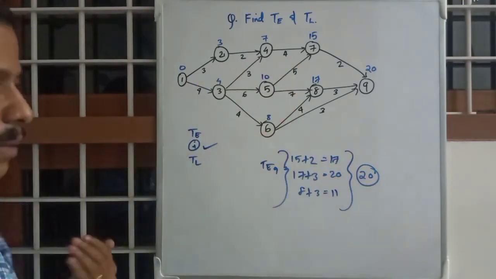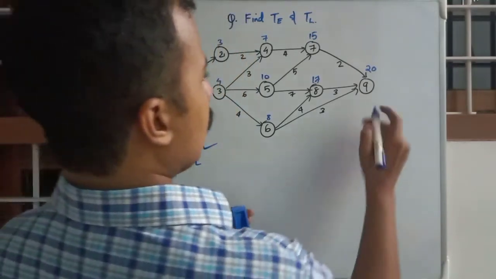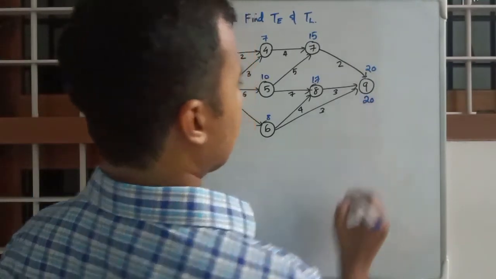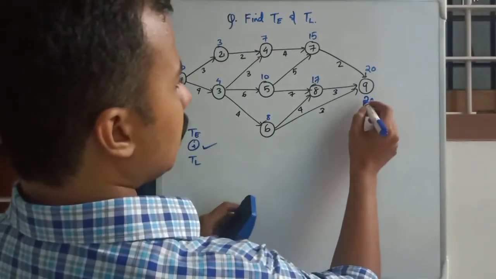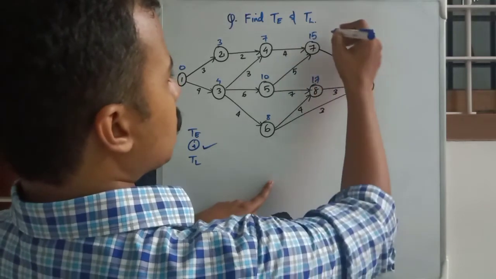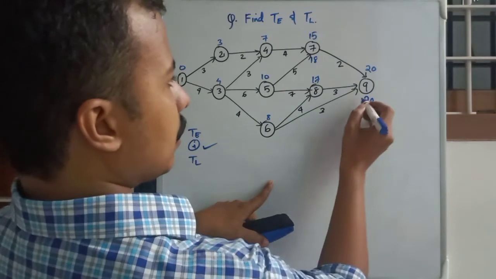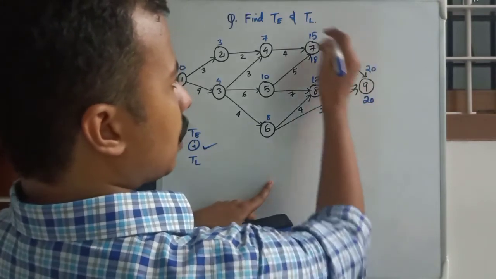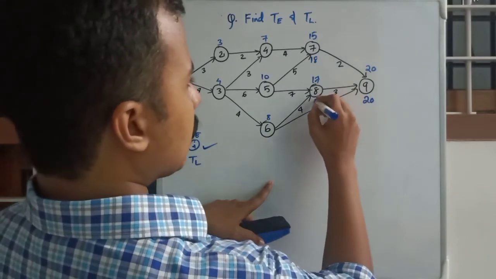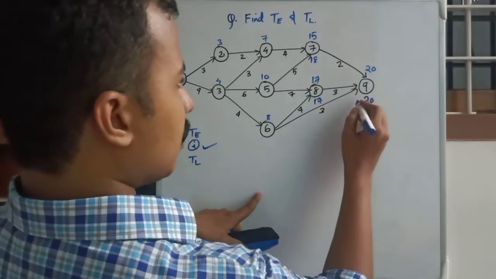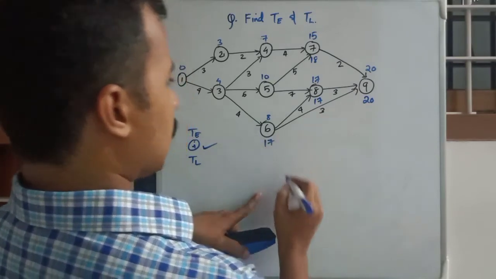So then we are coming back to find TL. So TL of 9 will be taken as 20 itself. So coming back, 20 minus 2, 18, 20 minus 3, because there is only one line joining. Okay, 20 minus 3, 17, 20 minus 3 again, 17.